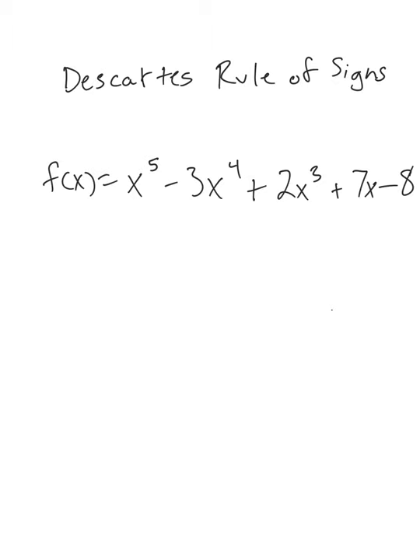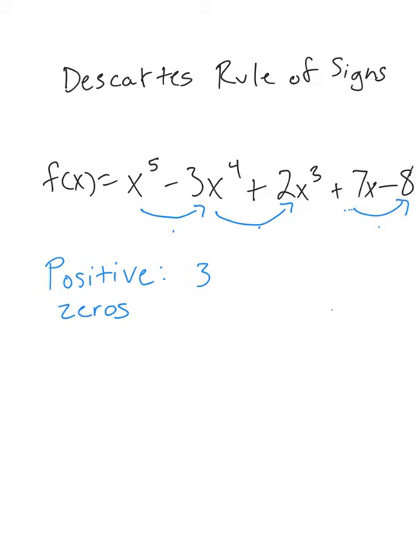So here we see it changes 1, 2, doesn't change from the 2, and then from the 7 to the 8. So 1, 2, 3. So for potential positive zeros, we can have 3, and then you go back every 2. So 3 or 1 potential positives.